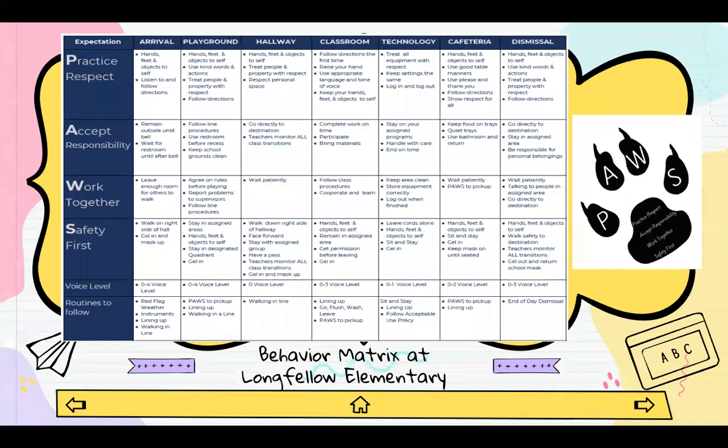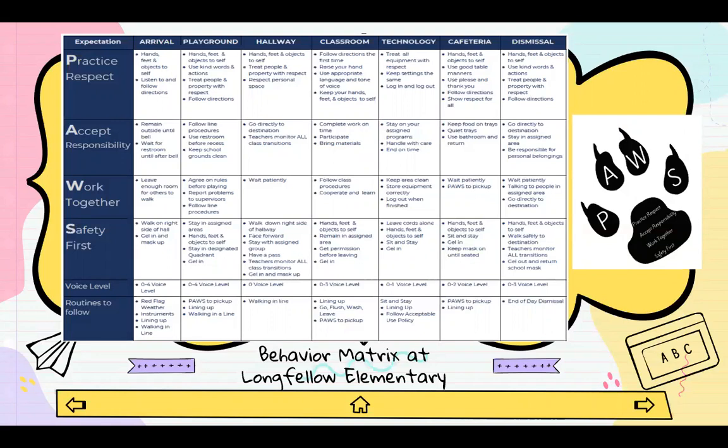For example, the school I teach at, Longfellow Elementary, uses a school-wide behavior matrix that goes along with our school motto, PAUSE, which stands for Practice Respect, Accept Responsibility, Work Together, and Safety First. As you can see, this behavior matrix shows the behavior expectations for all crucial times throughout the school day: arrival, playground, hallway, classroom, technology or computer lab, the cafeteria, and dismissal expectations.